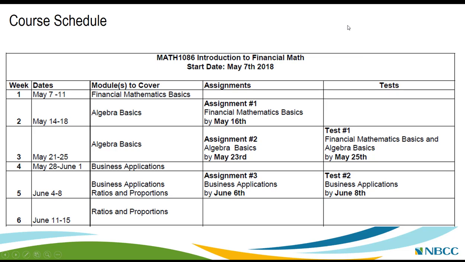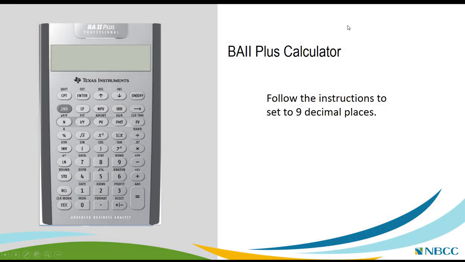All right, the next thing is your BA II Plus calculator. Yours may look a little different than this. This is a newer model. What we need to do on this calculator is set it to have 9 decimal places. I have included the instructions in the introduction in the Brightspace course, so you will need to go through that and set that for 9 decimal places.